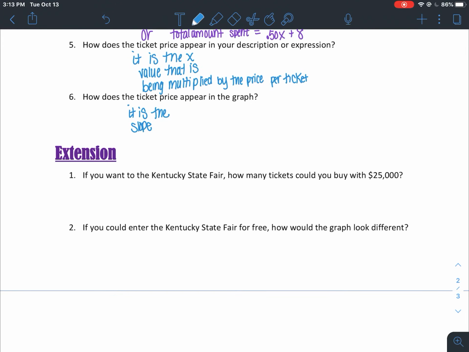And then for these extension ones, these are kind of further out thinking to see how well you really understand what's going on. I'll give you some hints and some guidance on these, but I do want you to try to solve them on your own.